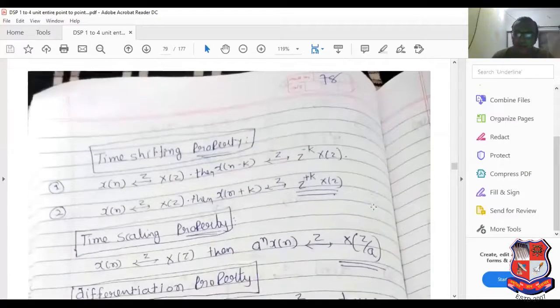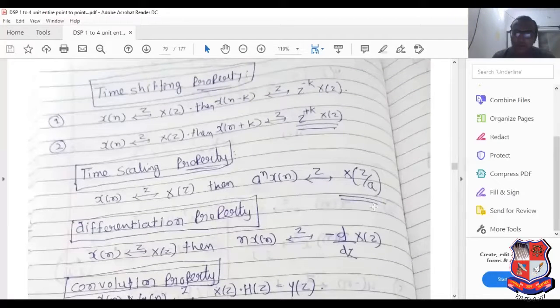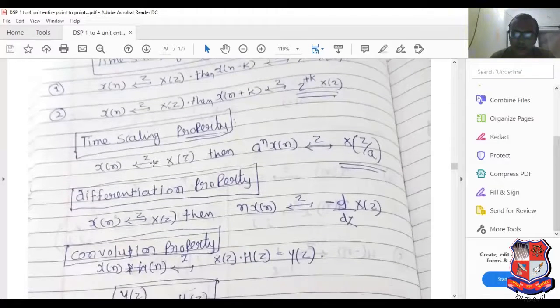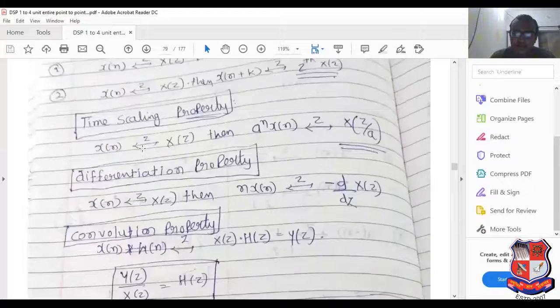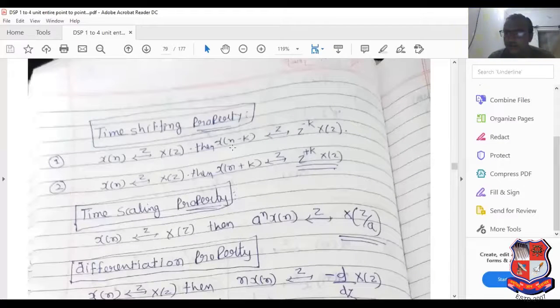So these are the formulas, and next are the time shifting property, time scaling property, and differentiation property. See this time shifting property, shifting in the time domain. So in the frequency domain also the signal is changed. It is the advanced signal, so here z raised to plus k. It is the delayed signal, z raised to minus k.